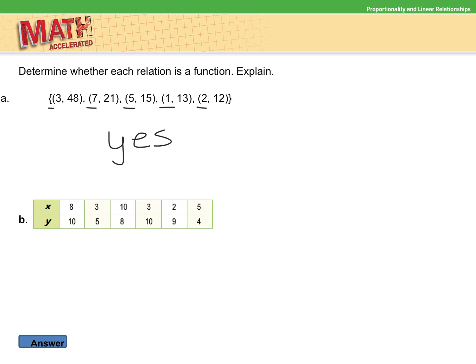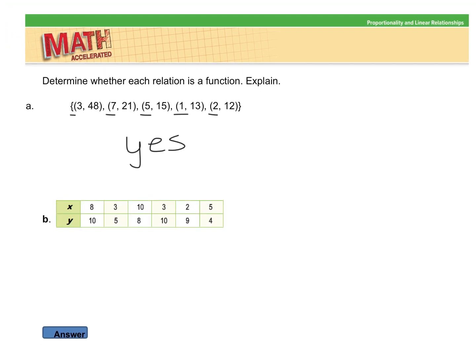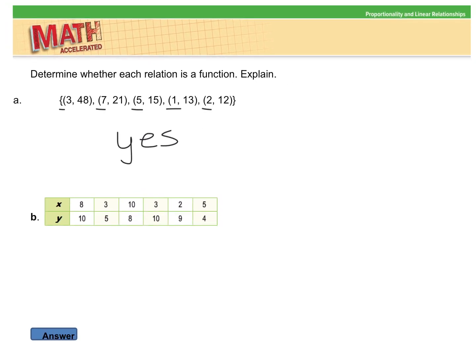Since it's in table form, what values do we care about? X, which are on the top. Now what do I look for? Any that are repeating. Do we have any? 3. The first time we get 5. What should I get the second time? 5. But do we? No. So is this a function? No. If I did get 5 right here, would it be a function? Yes.